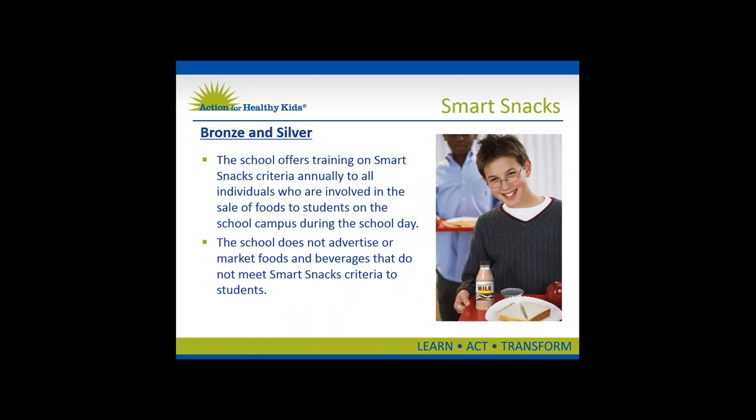The Smart Snacks criteria slightly differs between each award level, so I wanted to take a couple minutes to talk through these differences. The bronze and silver requirements are the same, so let's talk about those requirements now. In addition to meeting the federal Smart Snack standards, schools must also, one, offer training on the Smart Snack standards annually to all individuals who are involved in the sale of foods to students on the school campus during the school day. And they must also avoid advertising or marketing foods and beverages that do not meet Smart Snacks criteria to students. For example, schools should not post signs or marketing materials promoting these foods that are visible to students on the school campus during the school day.